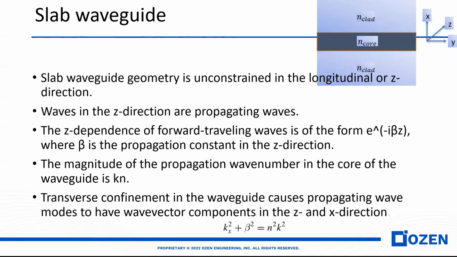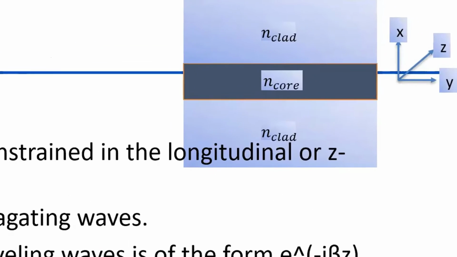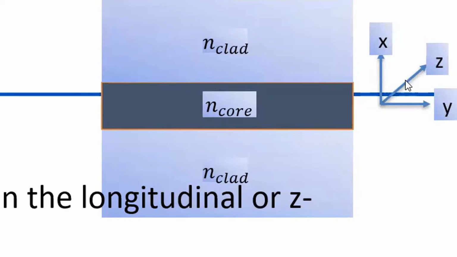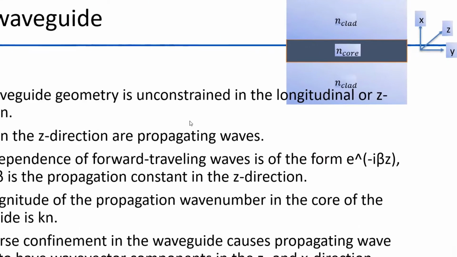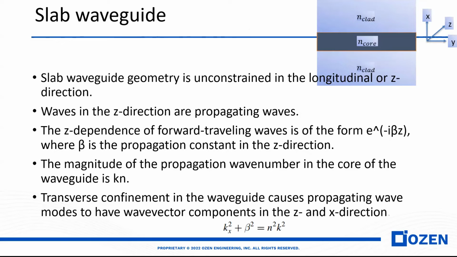About the slab waveguide. As you see in this picture, the slab waveguide in the Z direction is unconstrained, so it means that waves in the Z direction are propagating waves. This is the X direction and this is the Y direction. The Z dependence of a forward traveling wave is of the form e to the power of minus i beta z. Beta is the propagation constant in the Z direction.